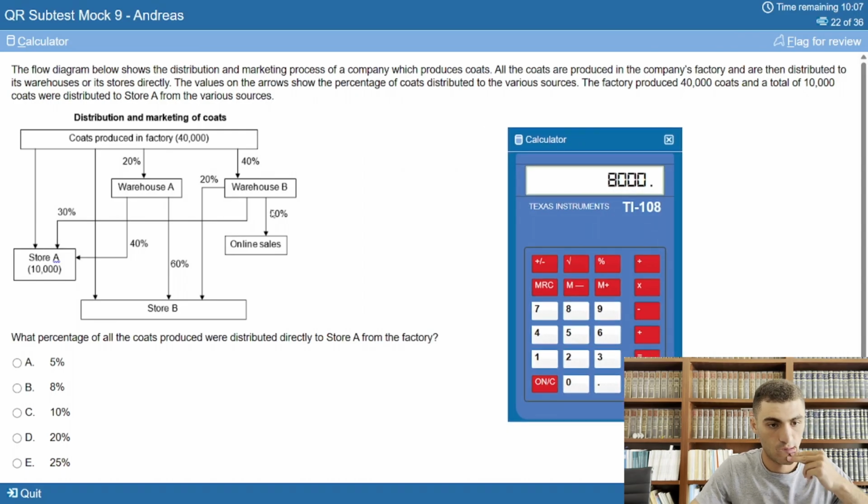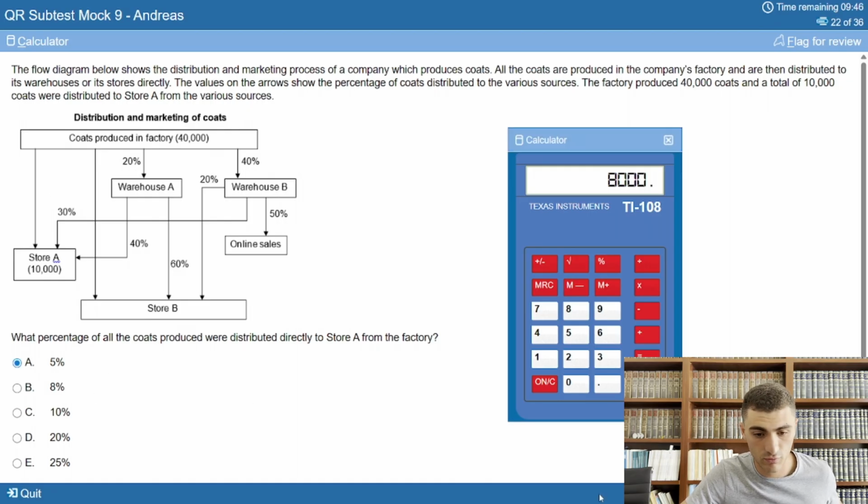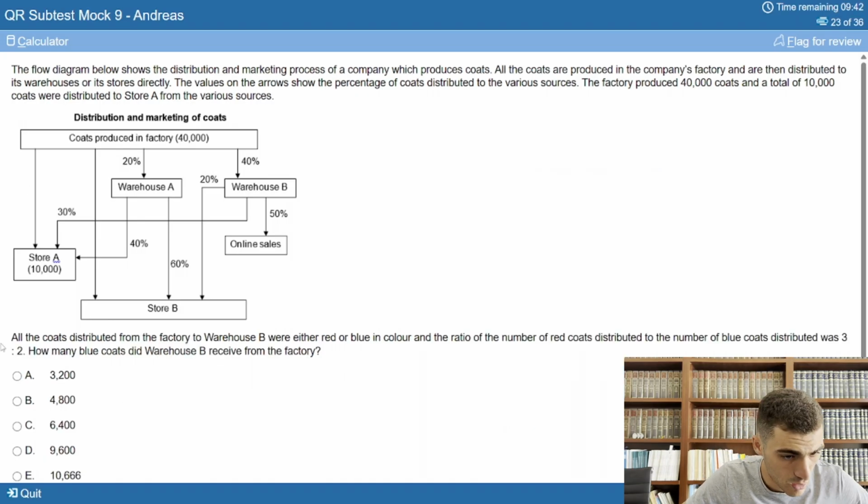So it's 8,000, so 2,000 is left here, so it's 2,000 out of 40,000. So what percentage of all codes? So 2,000 out of 40,000 is like saying 2 over 40, 1 over 20, so 1 over 20 is 5%, so we're going with 22A.